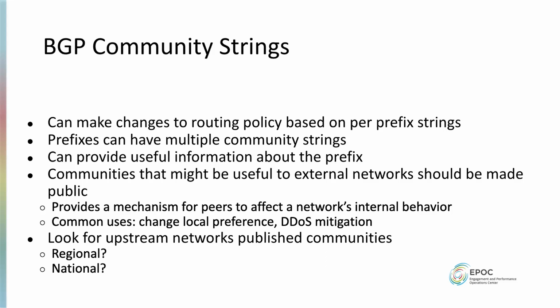That number can mean many different things on many different networks, and so you should publicize that or at least talk to your peers about what that is going to be. Common uses would allow you to change local pref, DDoS mitigation, things like that. And as you're talking to your regional or national network, you're setting up BGP with them, talk to them about what they have. Ask if they have any published BGP community strings that could help you better understand your traffic and steer your traffic.